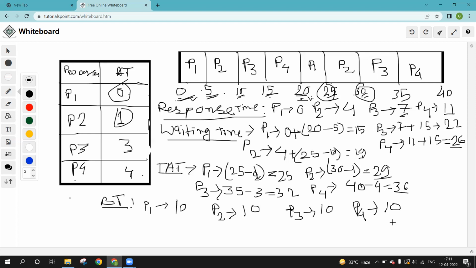So this is the process through which you can easily calculate the response time, waiting time, turnaround time, and burst time. For the algorithm part, meaning first come first serve, SJF, SRTF, LRTF, priority scheduling, and round robin scheduling, I will discuss them in the next videos.